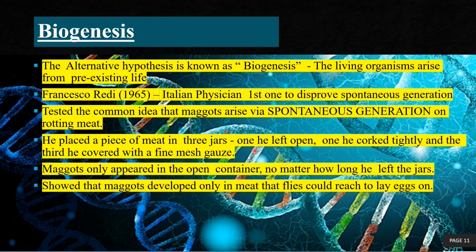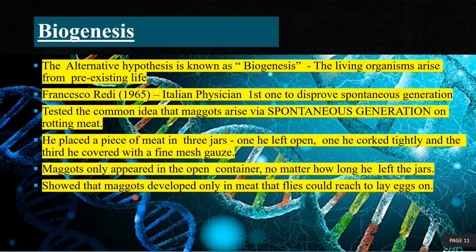In the first jar, he left the jar open. In the second jar, he corked it tightly. And in the third jar, he covered it with a fine mesh gauze. So what he observed after some days was that maggots appeared only in the open container. There were three containers, right? The container which was open, maggots appeared in only that container. And no matter how long he left the jars, there was no development of maggots in the other two jars.